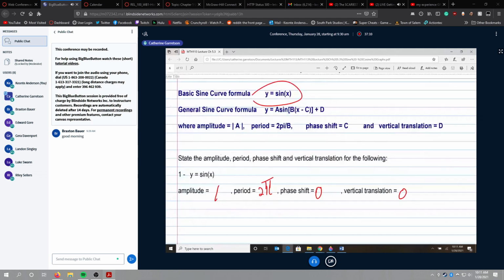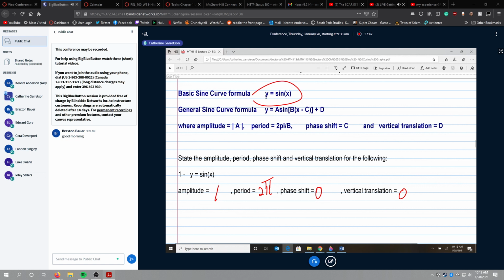Okay, so what would these values be for my standard base graph y equals sine of x? We know the standard period is 2 pi. The phase shift, notice there's no number added on the inside there where the x is. The phase shift would be 0, so it's not going to shift it. There's no number added to the outside, so it doesn't have a vertical translation, so that's 0.